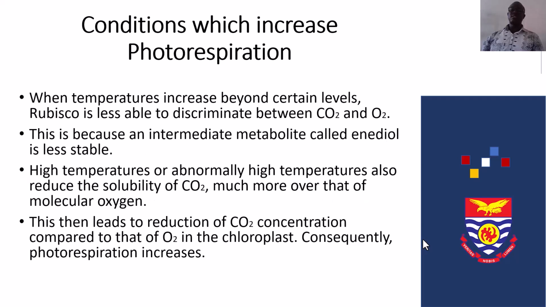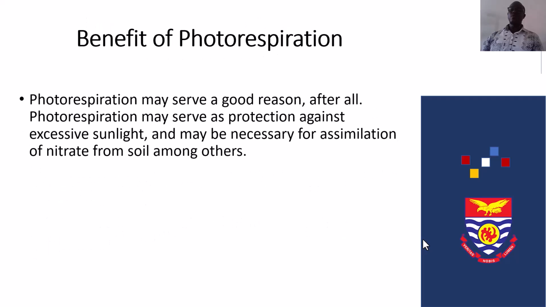When temperatures increase beyond certain levels, Rubisco is less able to discriminate between carbon dioxide and oxygen. This is because an intermediate metabolite called NADO is less stable. Abnormally high temperatures also reduce the solubility of carbon dioxide, much more than that of molecular oxygen. This then leads to a reduction of carbon dioxide concentration compared to that of oxygen in the chloroplast. Consequently, photorespiration increases.